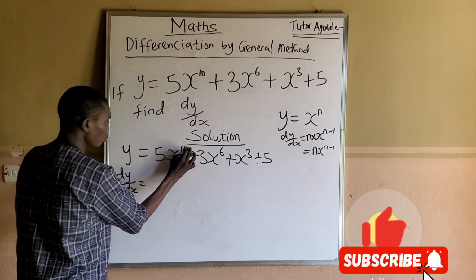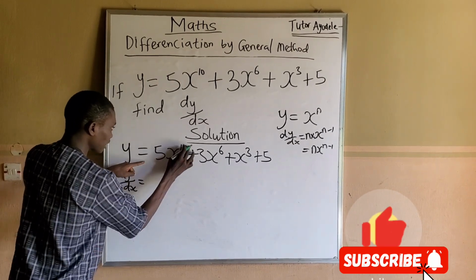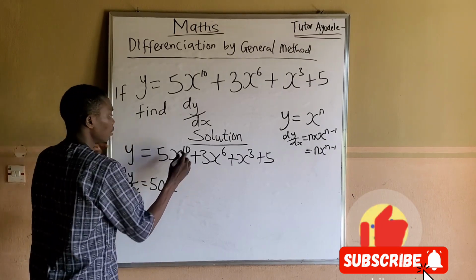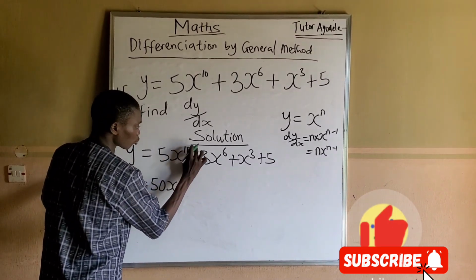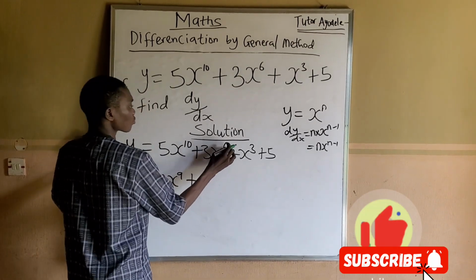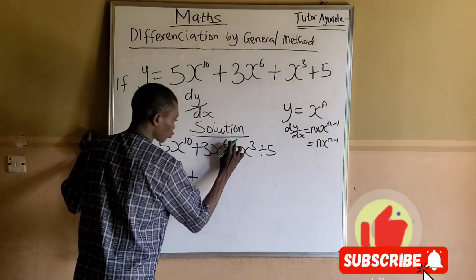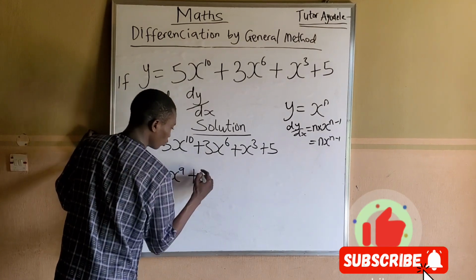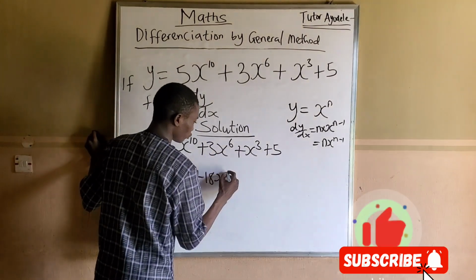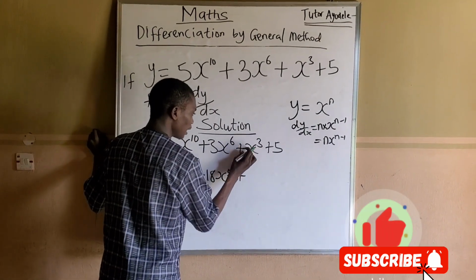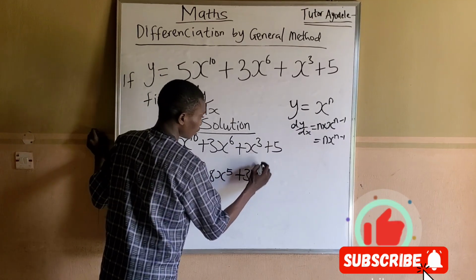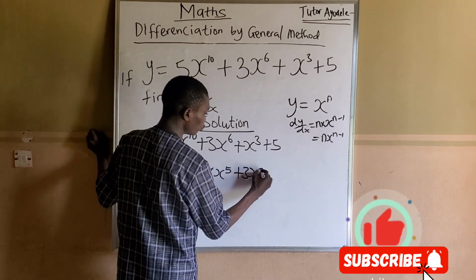So dy/dx, using the power to multiply it, will give you 10 times 5, that will be 50, x raised to the power of what? 10 minus 1. We said we will subtract 1 from the power. That will give you 9. Plus, you use this power to multiply it, subtract 1 from it. 6 times 3, that is 18, x raised to the power of 6 minus 1, 5. Plus 3 times x, that will be 3x. Subtract 1 from the power. If you subtract 1 from 3, that will give you 2.